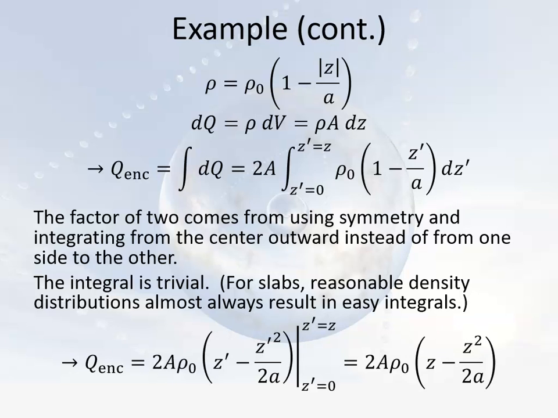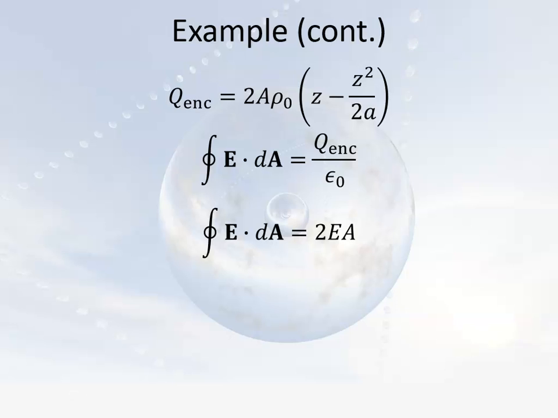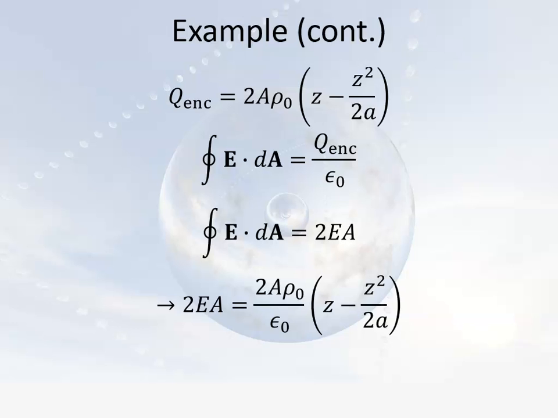And remember, inside of the slab, we're going from 0 to z, where z is less than or equal to a, where 2a is the thickness of the slab. So upon doing that, we find that the charge enclosed in our imaginary Gaussian surface of thickness 2z, remember we exploited some symmetry here, there's the factor of 2, is equal to 2a rho naught times z minus z squared over 2a. So that's the amount of charge that's enclosed. That's the right side of Gauss's law. Again, don't forget to divide that by epsilon naught.